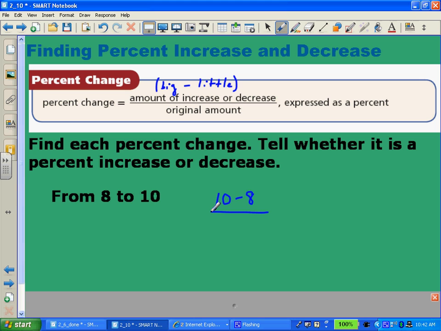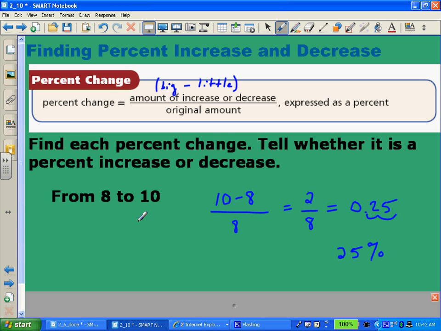Now if you read this, it says we went from 8 to 10. So that means we started at 8. So 8 is our original amount. So then 10 minus 8 is 2. And 2 divided by 8 is 0.25. Then I want to change that into a percentage. So my percent change would be 25%.